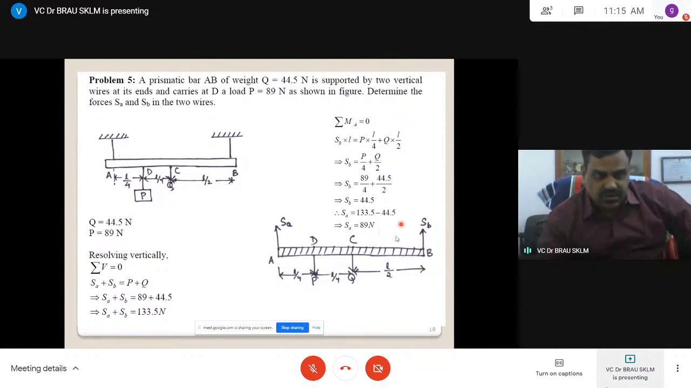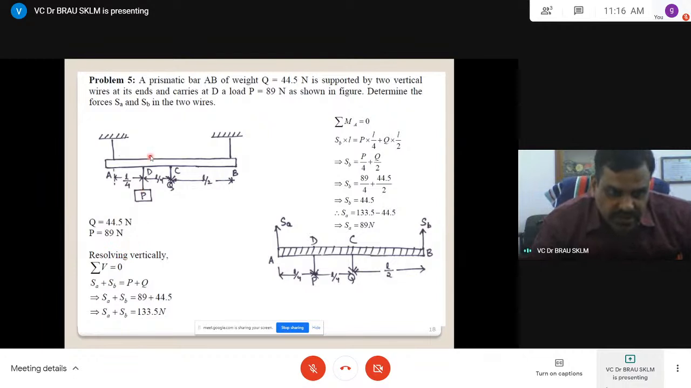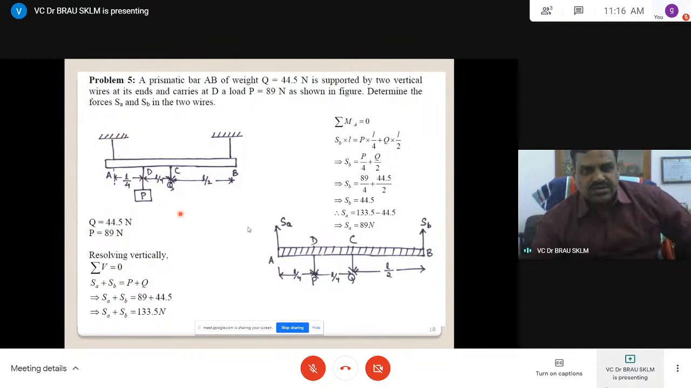Let us see here, the acting loads are P and Q, given at L by 4, L by 4, L by 2, the midpoint. Q and P are the known weights, that is, these two are given. Now what we are doing, resolving vertically: P plus Q is equal to SA plus SB, the two tensions. This is the free body diagram. From this, SA plus SB is one equation.